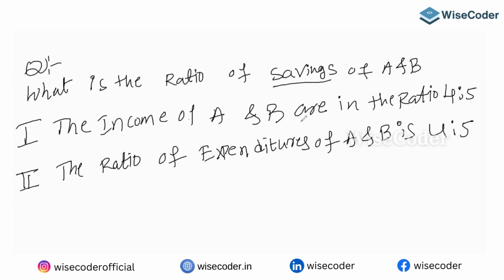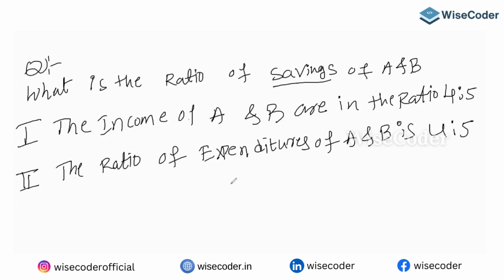The incomes of A and B are in the ratio 4:5. Guys, if you know the income, can you know the ratio of savings? No. So is one alone sufficient? Absolutely not. Okay. Now close one and look at two.